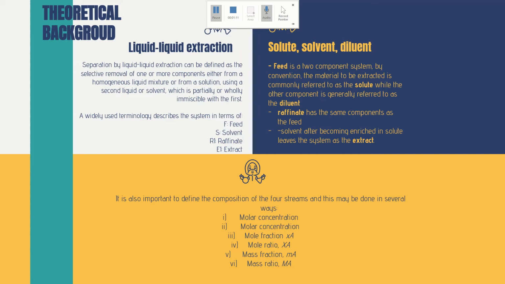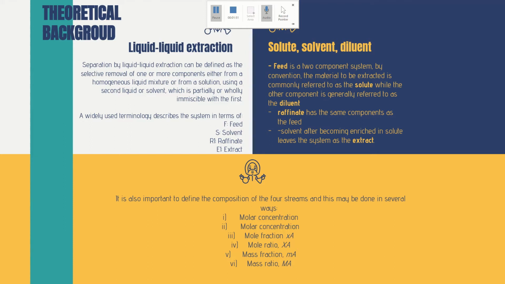Now we need to know what is solute, solvent, and diluent. Feed is a two-component system. By convention, the material to be extracted is commonly referred to as the solute, while the other component is generally referred to as the diluent. The raffinate has the same components as the feed, though hopefully it is much less concentrated in solute. In this instance, it is said to be lean. An ideal unit with perfect extraction gives a raffinate which has one component only, that being pure diluent.